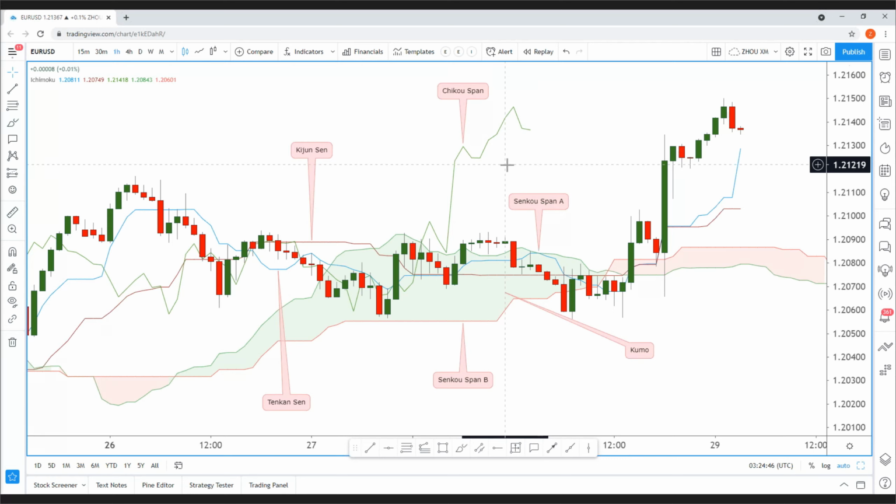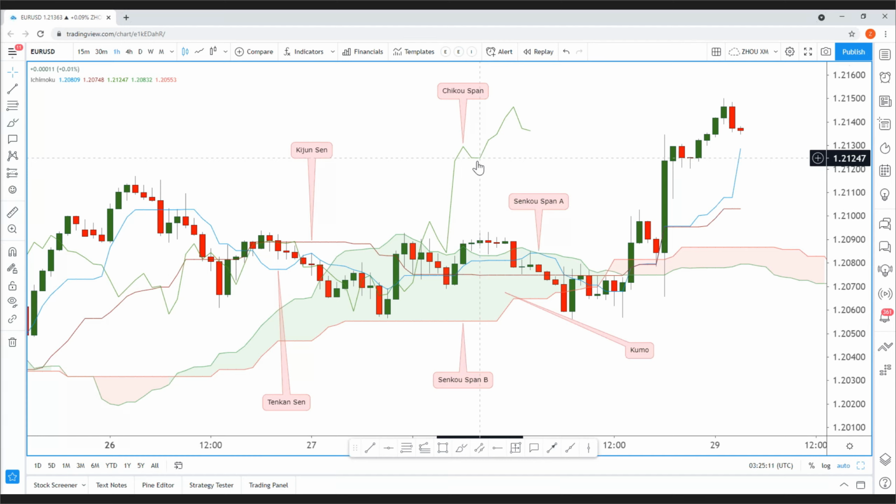If you remember how the calculation is done, it's via the candlesticks of 26 periods ago. So if the Chikou is above the candlesticks of 26 periods ago, we can say that price is in a bullish phase. If the Chikou is below the prices, it is a bearish phase.